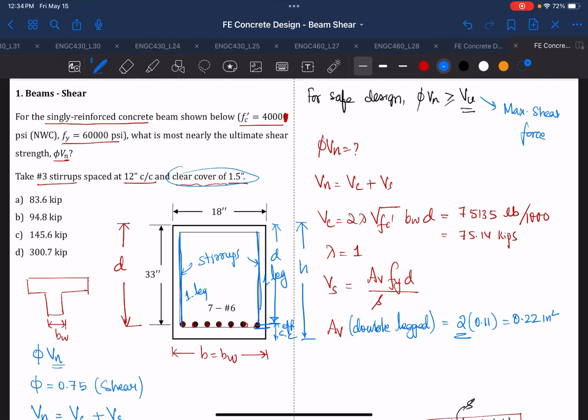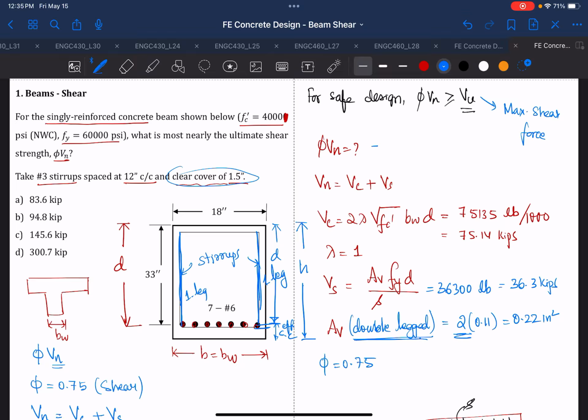This is where this thing is important. If you by mistake use single leg, then you'll get the wrong answer. So remember that this is double leg because we provided stirrups on both sides. If it is double leg, you multiply by 2, if it is triple leg, then you multiply by 3, and if it is single leg, then you multiply by 1. In this calculation, it is double leg, so multiply by 2. Once you have that, you can find that Vs in this case will be equal to 3630 pounds, which is 36.3 kips, and phi is equal to 0.75.